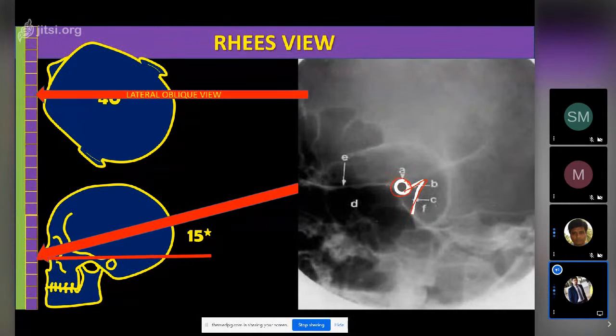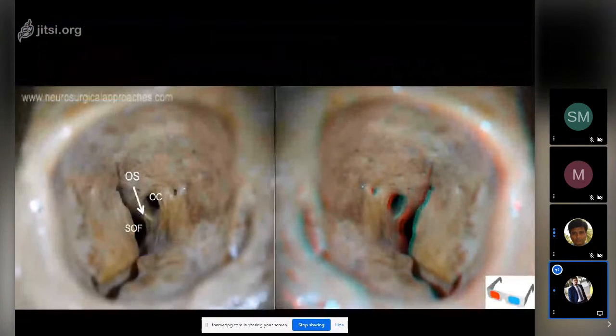The optic foramen is seen at the roof of the ethmoid, and the ethmoidal sinus is what we see here. So the Rhese view is done to see the optic canal. The optic canal is seen in the Rhese view. So this is one more view. This is the superior orbital fissure, and this is the optic canal. So this is how we see the Rhese view.